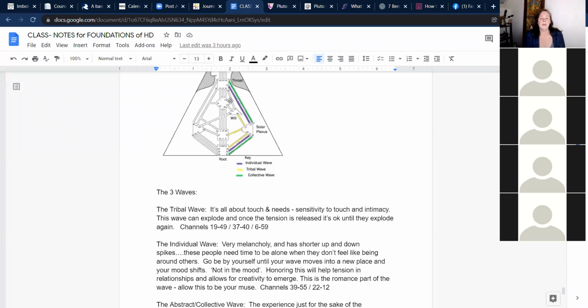So realize if you have any of these gates, and if you are undefined as well, and you're around someone that's defined and you have any of these gates activated in you too, you might be feeling similar energies as well. So it's all worth paying attention to.